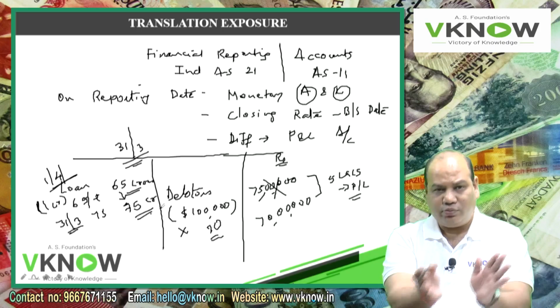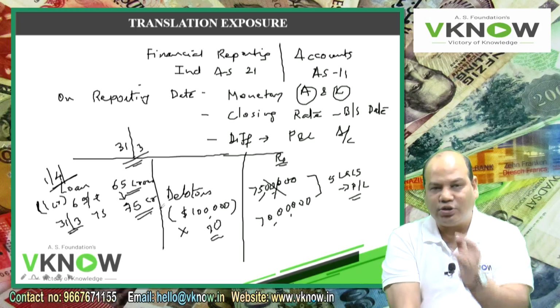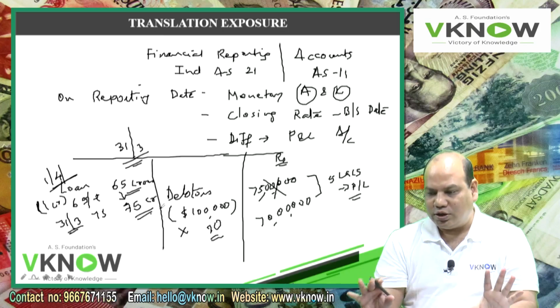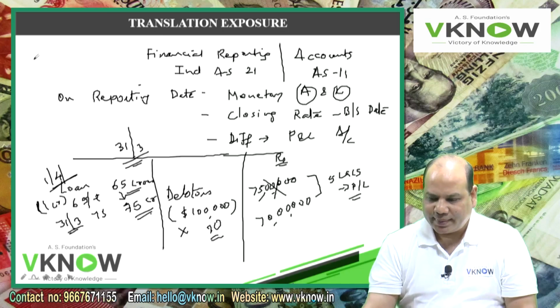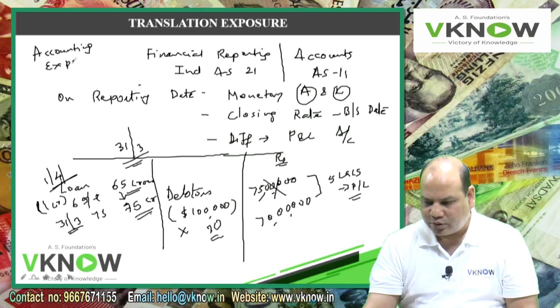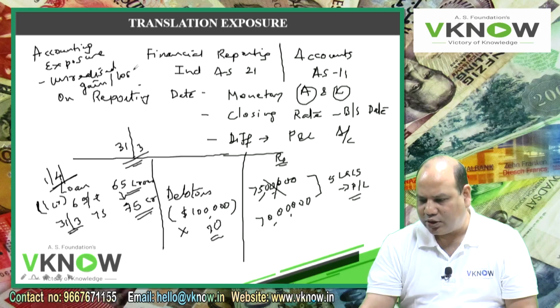Then the question is, what is the difference between transaction and translation exposure? Translation exposure is just an accounting exposure. It is arising due to rules of accounting. And second thing, it is an unrealized gain or loss because the transaction is still not settled. The debtor is still there in my books.